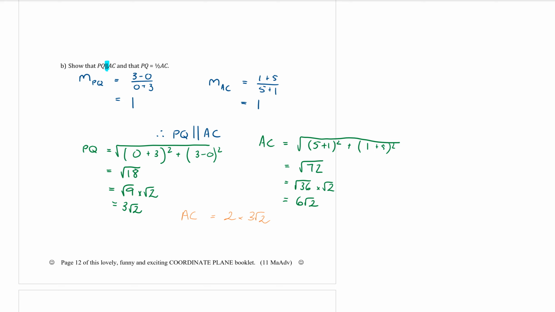So I can go AC is equal to 2 lots of PQ, or the way they had it in the question, they had the PQ by itself. So I get the PQ by itself by dividing by 2. Now that can be AC over 2 or half of AC, which is how they wrote it in the question. Good. All right. Next page.